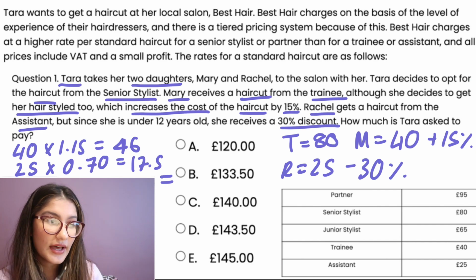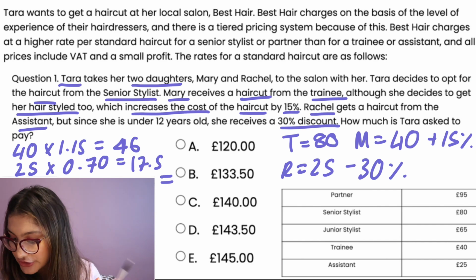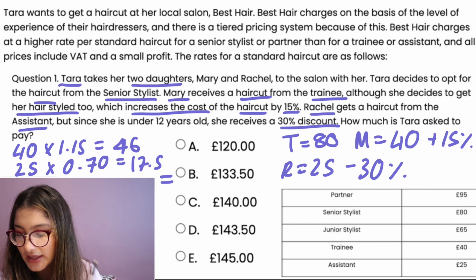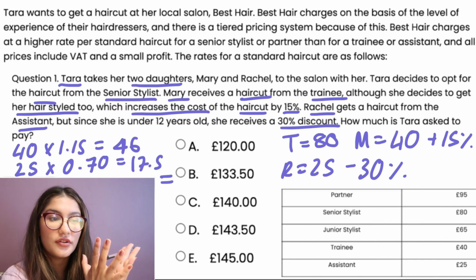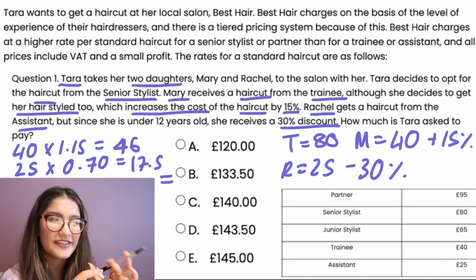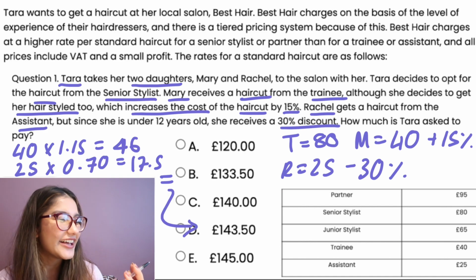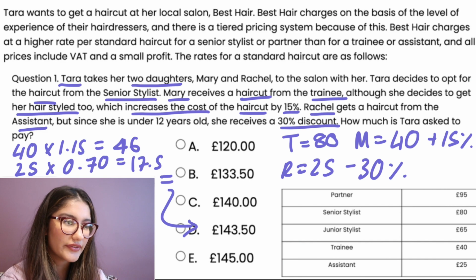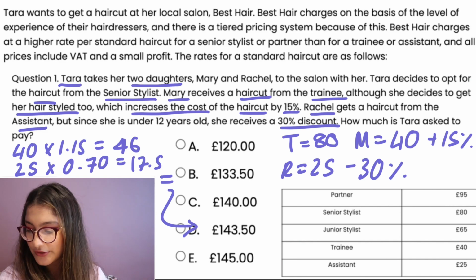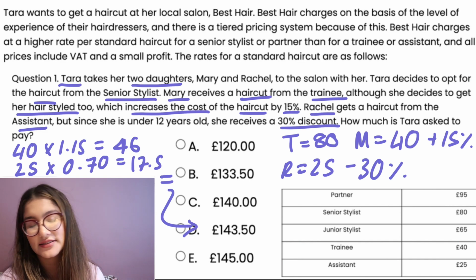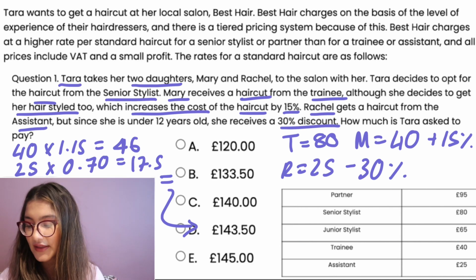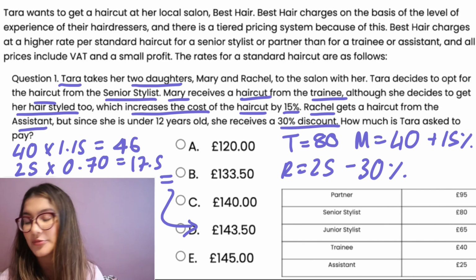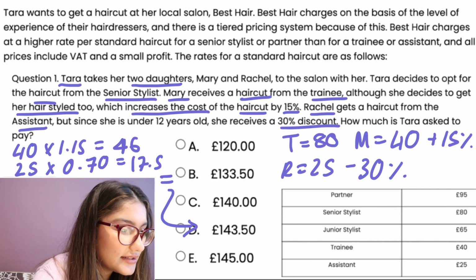And in the same way, how you figure out what Mary had, she had £40 plus 15%. So you do 1.15, so that gets you the full 100 plus 15%, and that's how you do decimals quickly. And the total over there is 46. So what you do is you do 80 plus 46 plus 17.5, and let me just quickly do that, and that is £143.50.